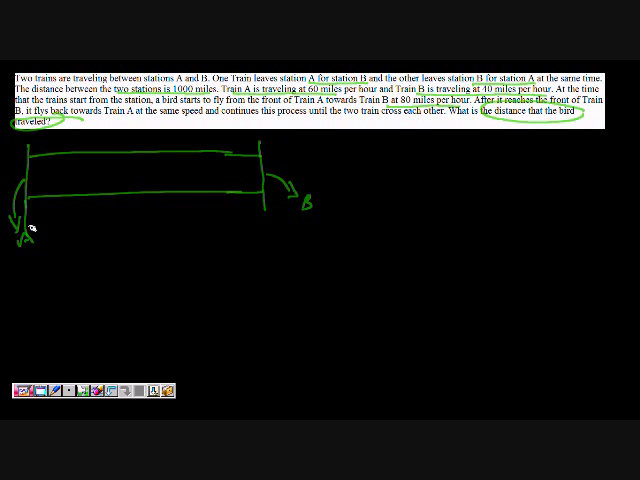Okay, so let's visualize this problem. Let's say these are the two train tracks and the two train stations. This is station B and this is A, and the distance between these two is 1000 miles. Train A is traveling towards B, and let's say S of A, the speed of A, is 60 miles per hour. Train B is traveling in this direction towards A, and S of B is equal to 40 miles per hour.